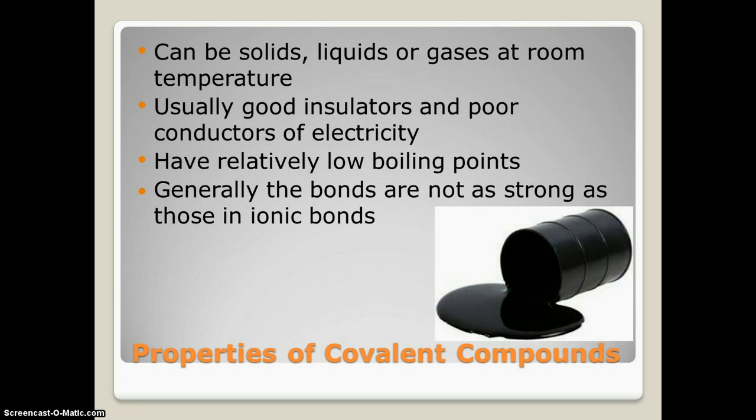Generally they're good insulators, which means they do not conduct electricity very well, because they're not ions. Ions generally allow electrons to move a little bit better. They have low boiling points, so where the ionic compounds have very high boiling points, covalent compounds in contrast have very low boiling points. Generally the bonds are not as strong as those in ionic bonds, which is why you have the lower boiling points in this case.